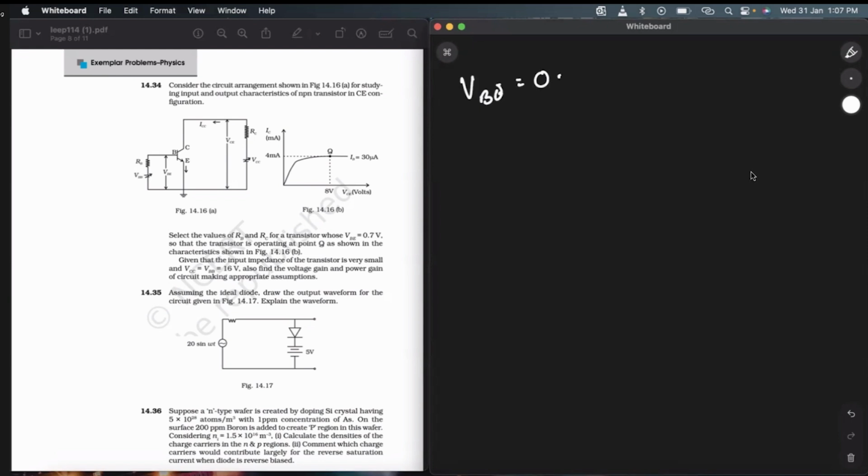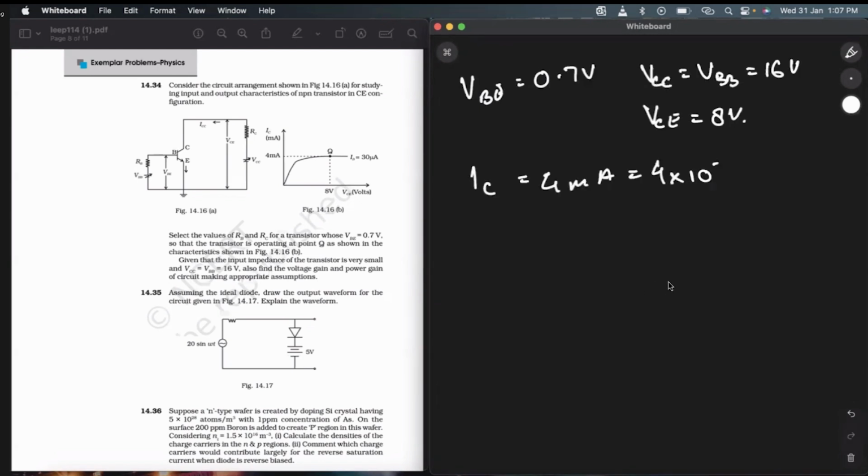Okay. So now VCC is equals to ICRC plus VCE. That way RC is equals to VCC minus VCE upon IC. It will be 16 minus 8 upon 4 into 10 to the power of minus 3. This will be 8 into 10 to the power of 3 divided by 4. So it will be nothing but 2 kilo ohms over here. Now for VBB, so if I move on for VBB, it is equals to IB RB plus VBE.